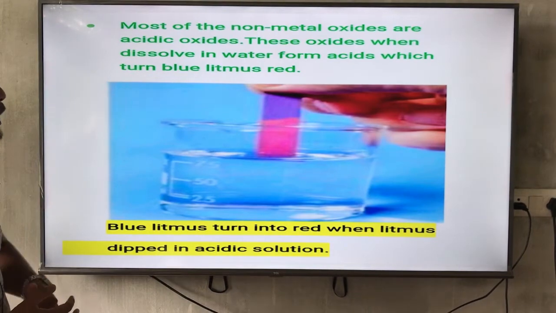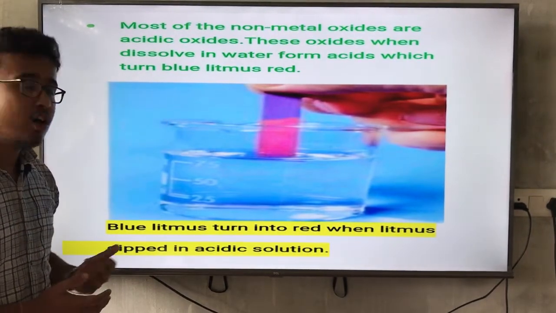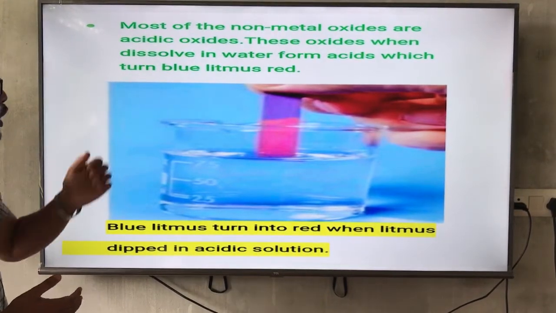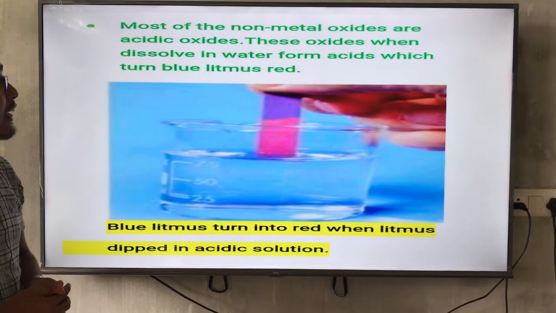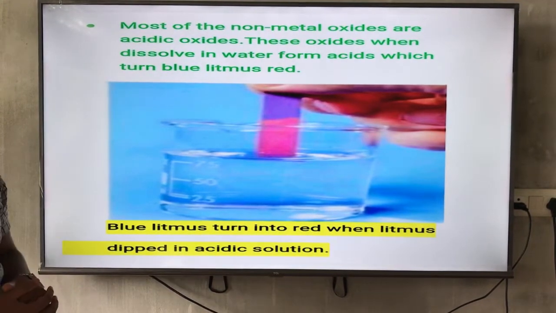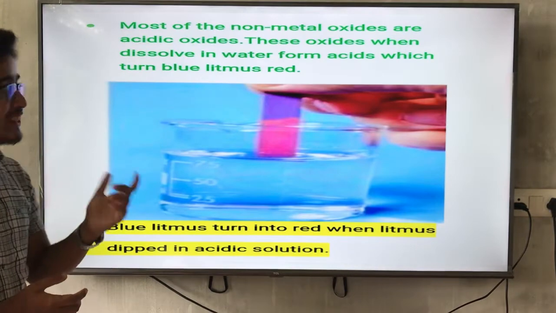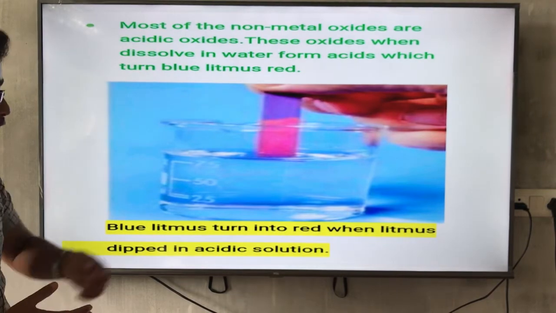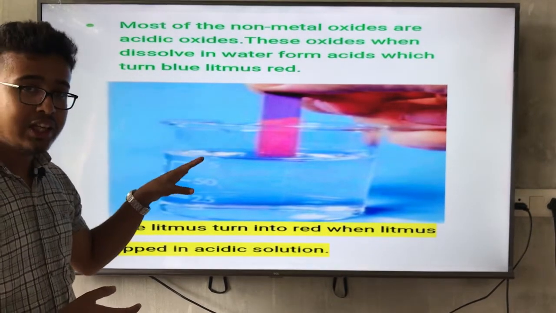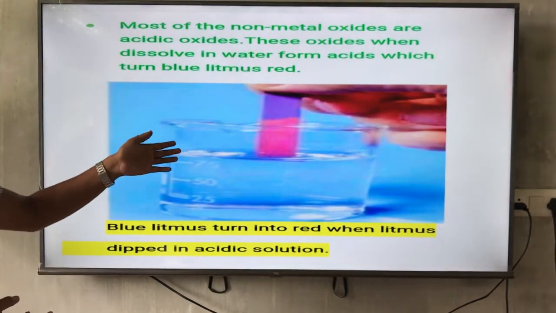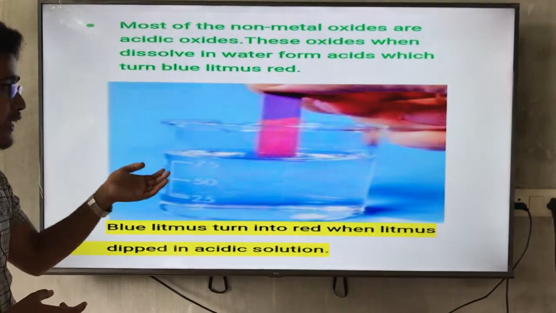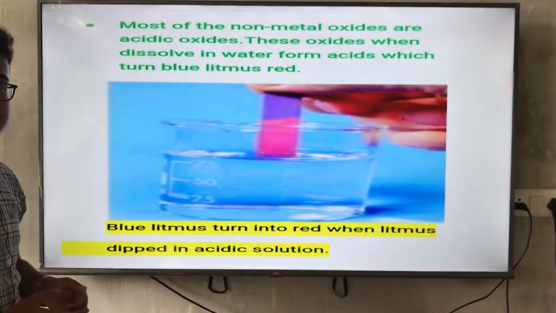Now look here: most of the non-metal oxides are acidic oxides. These oxides, when dissolved in water, form acid, which turns blue litmus red. Whenever this oxide dissolves in water, it will become acid, and the function of the acid is to convert blue litmus into red.